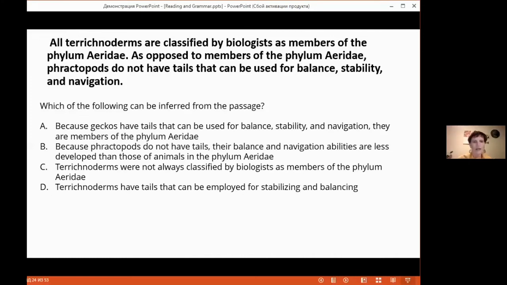And finally, D is correct, because from the fact that fructopods do not have tails used for balance and stability and navigation, and this exact feature differentiates them from Arida phylum, we can conclude that these species, Pterichnodems, have tails used for stabilizing and balancing.